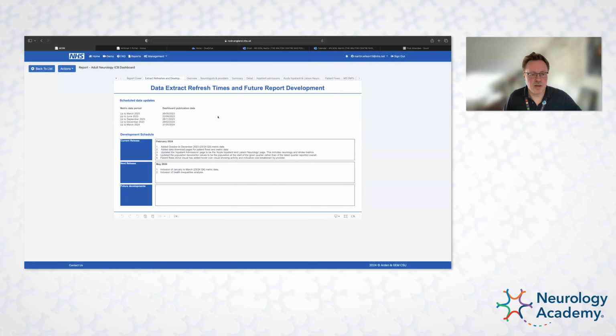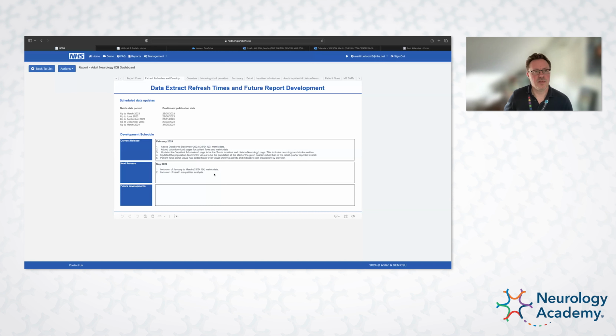The other tab here, which is again perhaps in the important but dull tab, is about the dates of when this has been refreshed and what's recently been added, which is actually quite useful to know. So this is the current release and when the next release is planned, and that's a very important feature of this dashboard, is that it is refreshed.